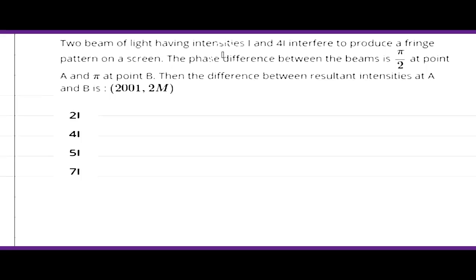So when two waves are interfering, their resultant intensity will be given by I is equal to I1 plus I2 plus 2 into root I1 into I2 cos phi. This is the relation for the resultant intensity when two intensities are given. Here I1 and I2 are the two intensities. So now you are supposed to find the difference between the resultant intensities.